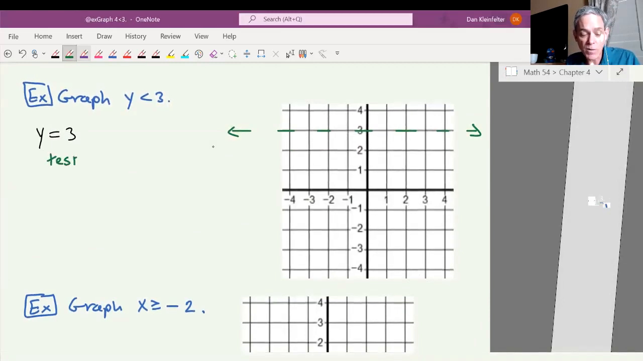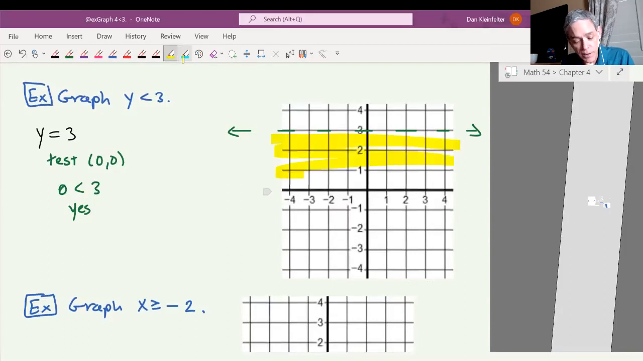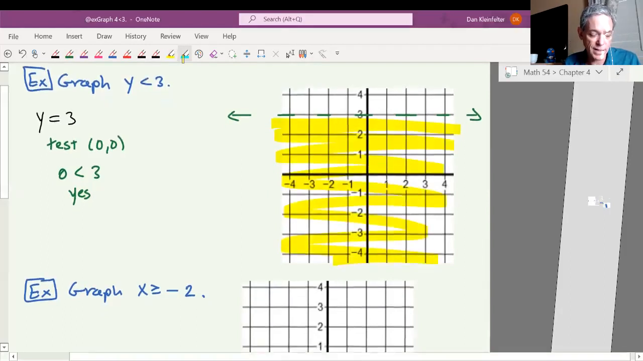Then I'm going to test the origin. Okay, put 0 in for y. There's no place to put the x, and that's fine. 0 is less than 3. Yes. So that means that all the points below the line make up solutions. All those points have a y-coordinate less than 3.